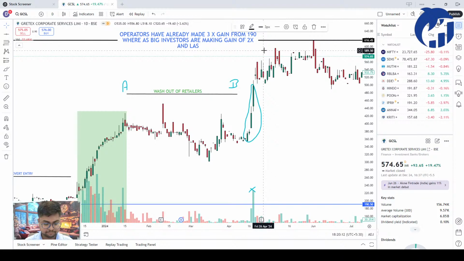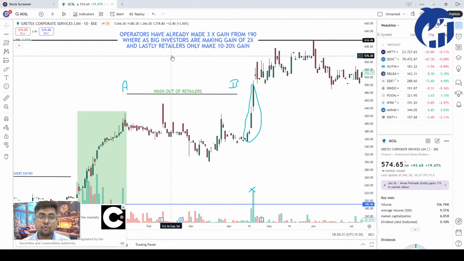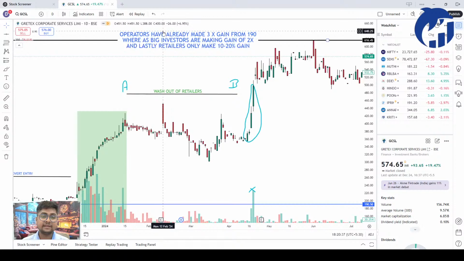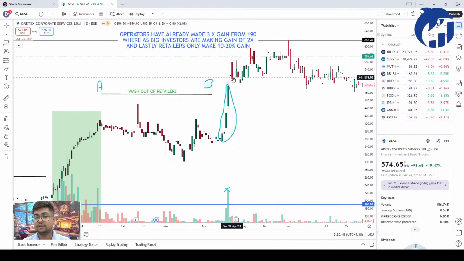And lastly, retailers will follow the market sentiment and gain only 15 to 20%. Retailers only make 10 to 20% gain. So just look at who is making most of the money. Operators are making most of the money here in the market. The operators are already making a 3x gain from 190 and they are making an exit at around 600. Just look, consolidation is going on between the levels of 500 to 600, where they are making an exit.